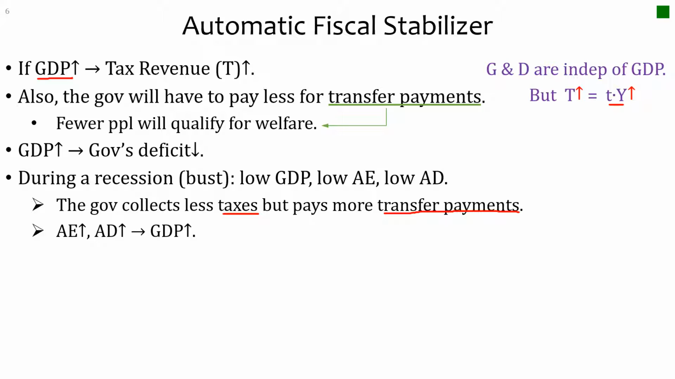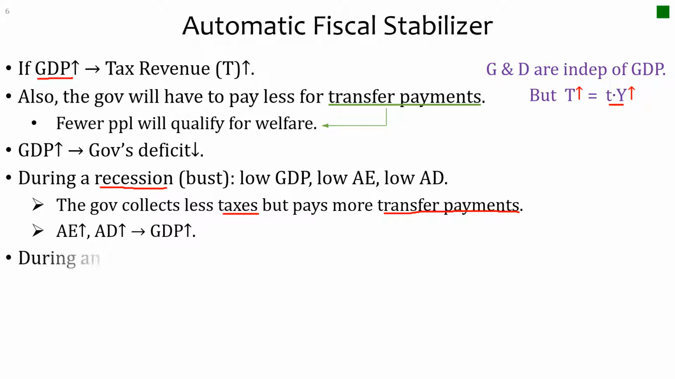So aggregate expenditure is going to increase because of the lower taxes and the higher transfer payments. Aggregate demand is going to increase. It's going to shift to the right. And if you do the graph, you're going to see the GDP is going to increase. So it's kind of like offsetting the initial recession. Initially the GDP went down because of the recession, but because of these taxes and transfers, we kind of help the economy.